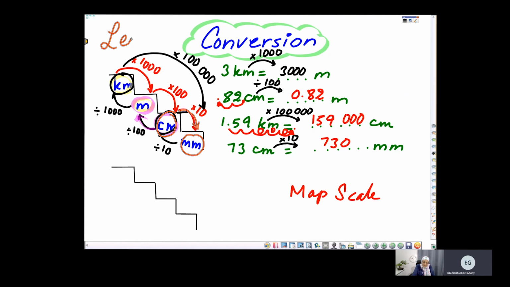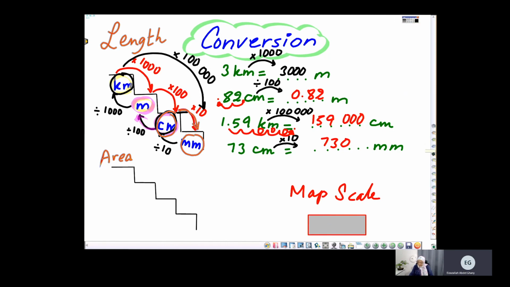After speaking about the conversion of length, what did we do now? All these units are the units of measuring length. Now we want to speak about units of measuring area. We measure area. Now I'll remind you what is area. Area means like a piece of land.